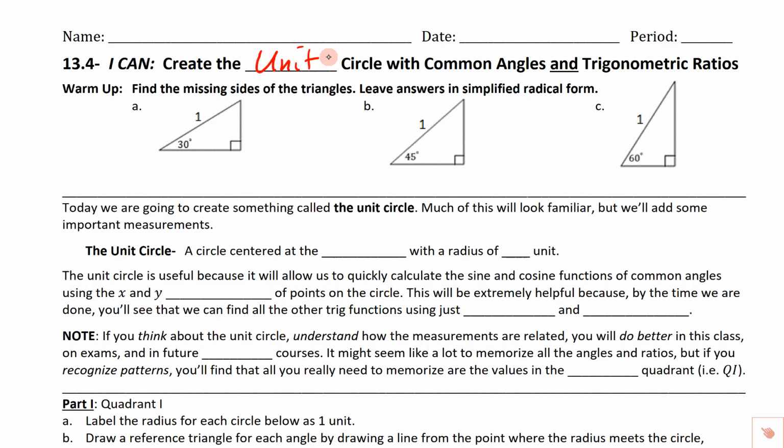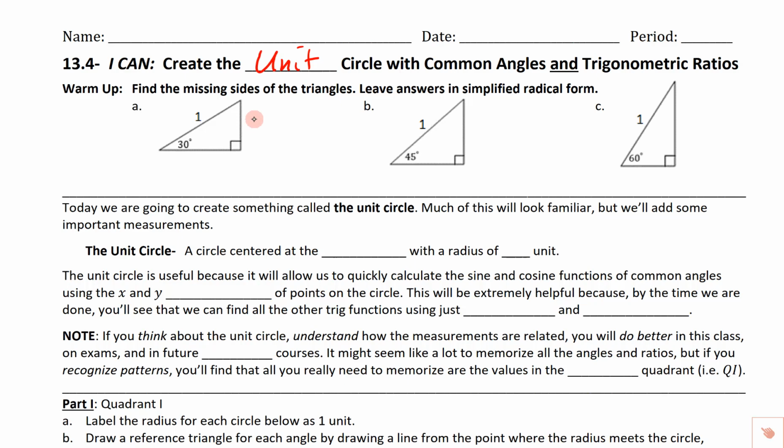So the warm-up starts off like this. It says find the missing sides of these triangles, leave the answers in simplified radical form. So that goes to the question earlier about, is it okay to write decimals? Yeah, probably not here. It's way easier to recognize them in radical form. So 30, 60, 90. Short leg over here. Somebody raise their hand and tell me what it is.